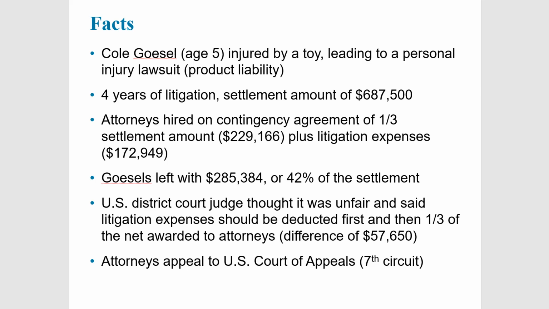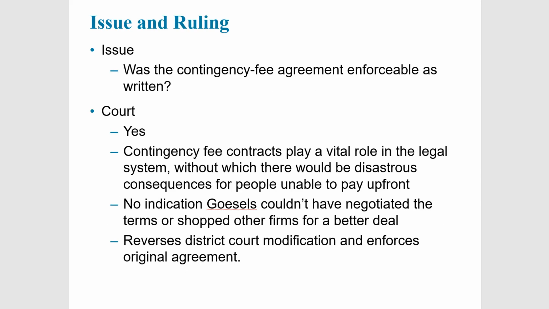The judge in the case thought that this was unfair, said that litigation expenses should be deducted first and then 1/3 of the net awarded to attorneys, which would result in the Gosels getting about $57,000 more. The attorneys and their law firm appealed to the United States Court of Appeals for the 7th Circuit. So the issue here is, was the contingency fee agreement enforceable as it is written?